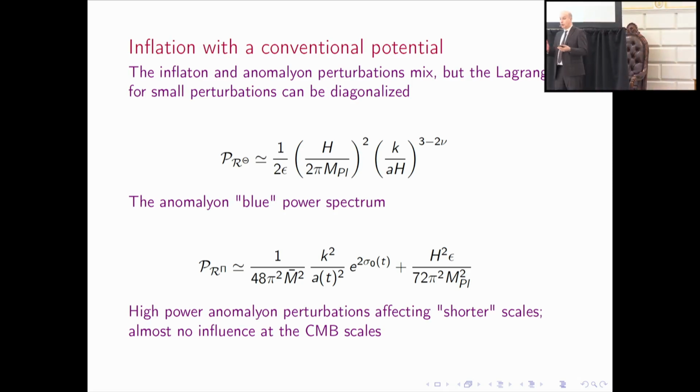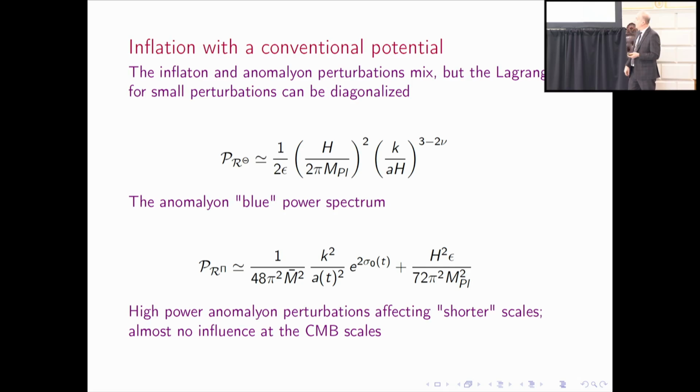Well, in some approximation, you can diagonalize. And then what you get is one degree of freedom which is mostly inflaton, so it behaves like an inflaton in a good approximation. And then there is another degree of freedom, which is mostly anomalon, and it has very different properties. What exactly are those properties? The key quantity that I would like to focus on is the power spectrum. This is just the correlation function at one point of two fields, right?